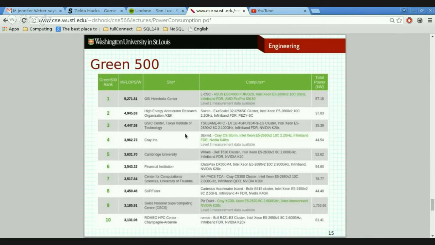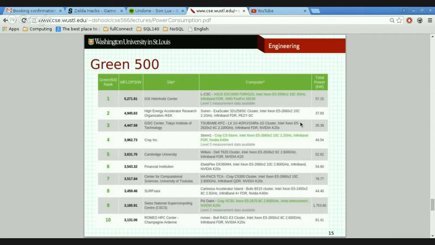So, it's a combination of things that makes something efficient. For example, this Tsubame computer relies not just on the unique liquid submersion concept, but also relies on using GPUs, which are very, very efficient when it comes to power consumption in order to generate such a high rating.